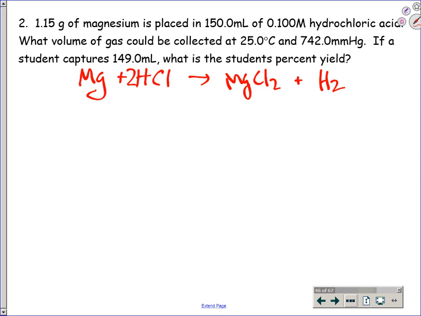So how am I going to get to liters of hydrogen gas from all of this data? We have P and T. We don't have enough to use what yet? We don't have enough to use the ideal gas law yet, but we're close. What are we missing? What do we need? The moles, right? So we need moles of what? Hydrogen gas. So before we can get to this question, finding volume, we need to get to moles of hydrogen gas. Now, what data would help me finally get to moles of hydrogen gas?